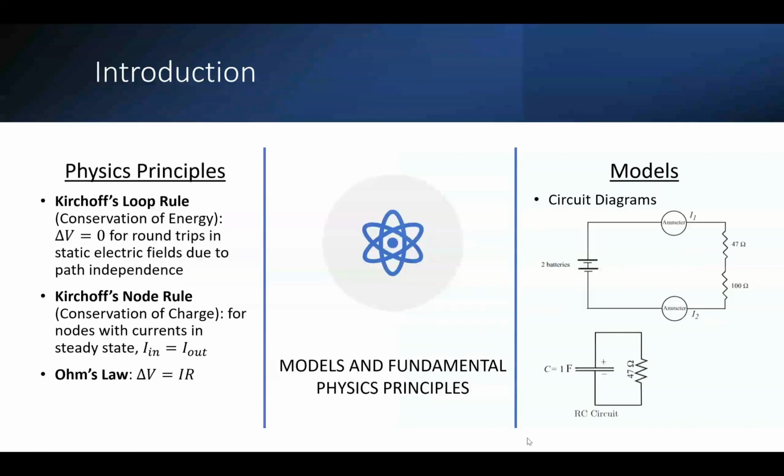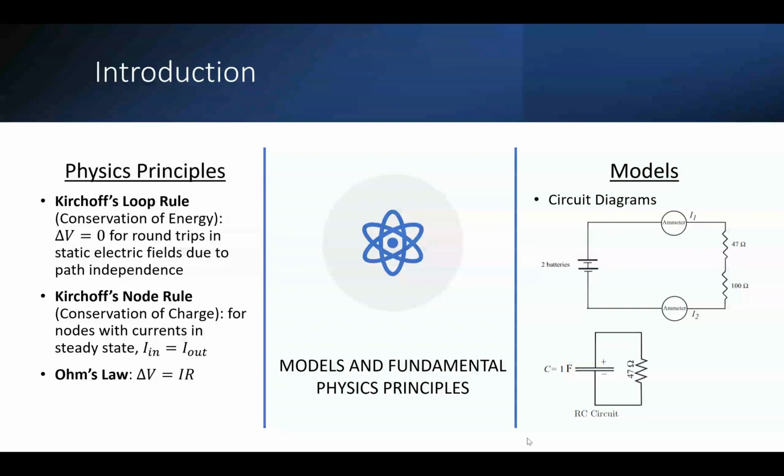resistors and capacitors. The physics principles used in this lab were Kirchhoff's loop rule, node rule, and Ohm's law. The loop rule states that delta V equals 0 for round trips in static electric fields due to path independence. And the node rule states that for nodes with currents in steady state, the current going in is the same as the current going out. Ohm's law states that delta V equals IR, where I is current and R is resistance.